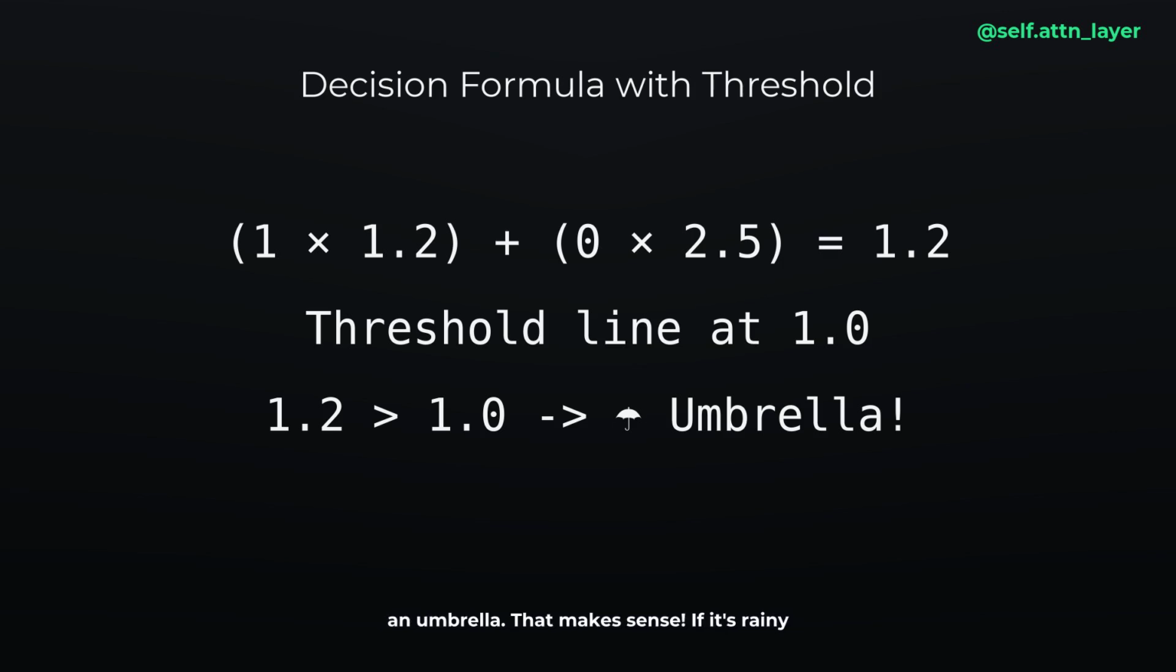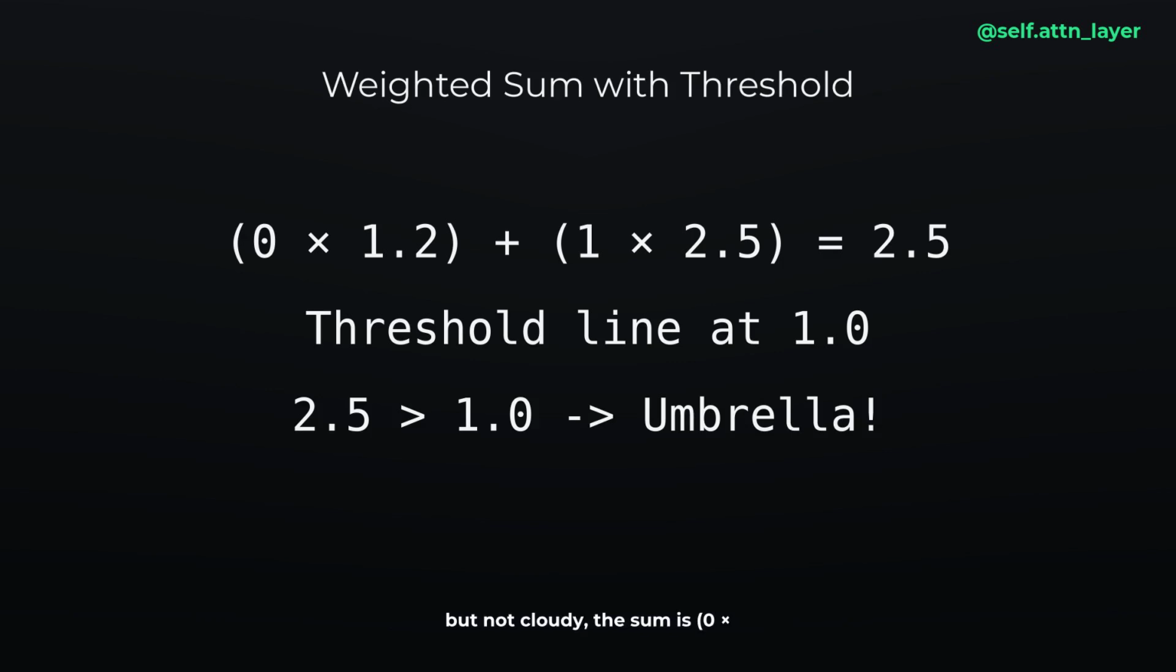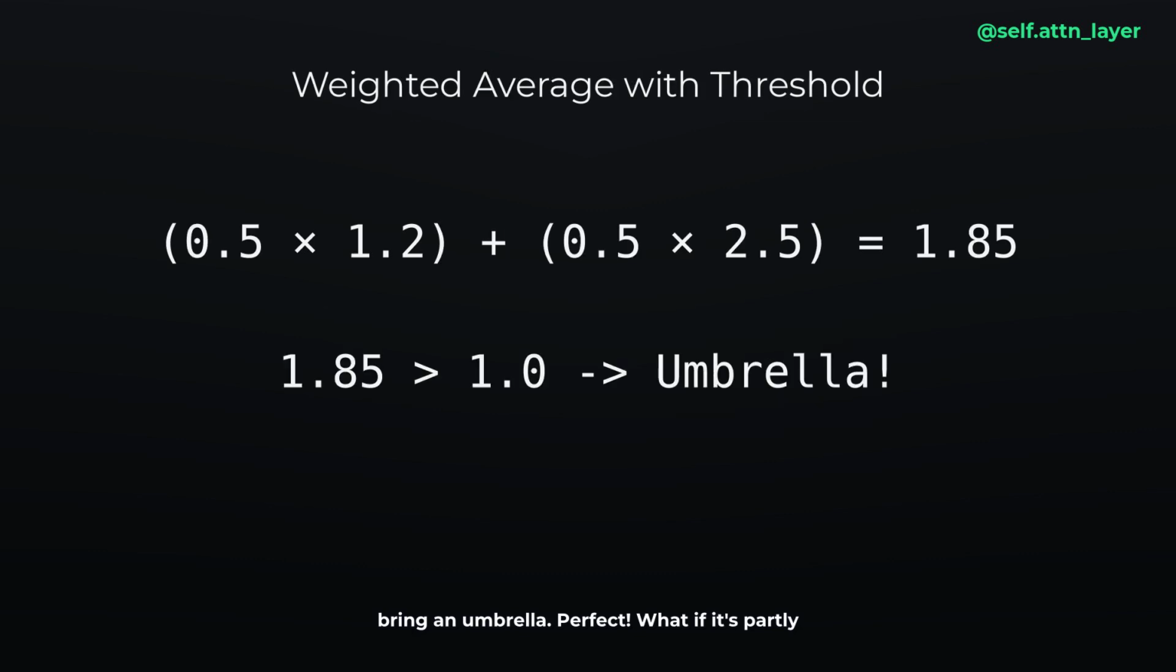That makes sense. If it's rainy but not cloudy, the sum is (0 times 1.2) plus (1 times 2.5) is equal to 2.5. That's way above 1.0, so the perceptron also says bring an umbrella. Perfect. What if it's partly cloudy and a little rain is forecast? The sum is (0.5 times 1.2) plus (0.5 times 2.5) is equal to 0.6 plus 1.25 is equal to 1.85. Still above 1.0, so bring the umbrella.